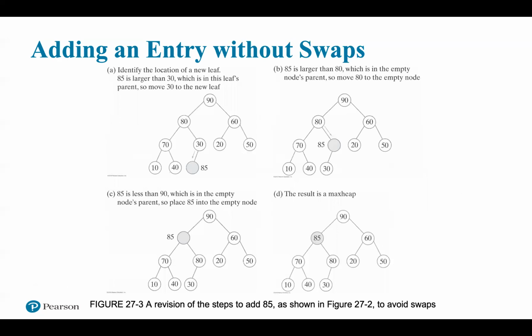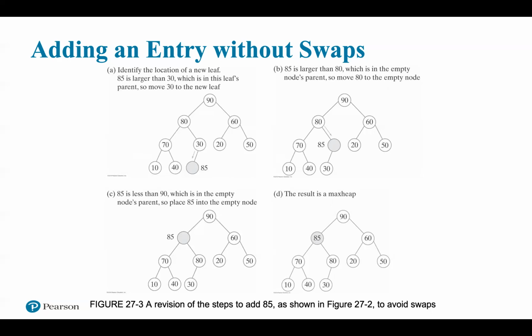What about avoiding swaps? Although the swaps mentioned in the previous segment make the algorithm easier to understand and to describe, they require more work than is actually necessary. Instead of placing a new entry in the next available position within the tree, as we did in figure 27.2a, we need only reserve space for it.